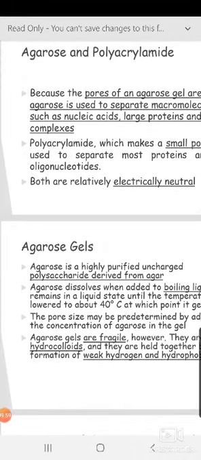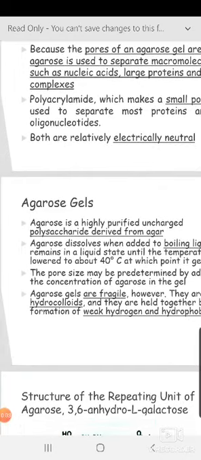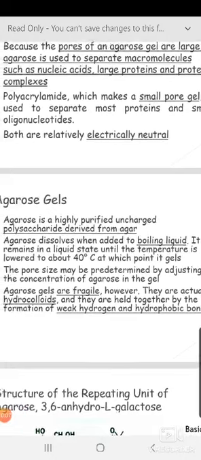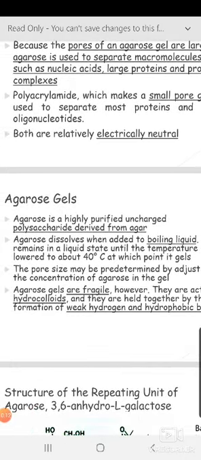Agarose is a highly purified, uncharged polysaccharide derived from agar. Agarose dissolves when added to boiling liquids, that means buffer. It remains in a liquid state until the temperature is lowered to about 40 degrees centigrade, at which point it gels. Its gelling properties start once you boil and then allow it to cool. Then only it forms its gelling property. Otherwise, it comes as a powder.